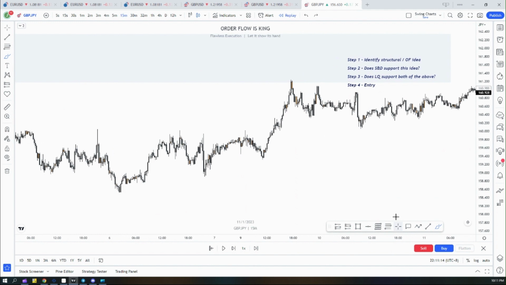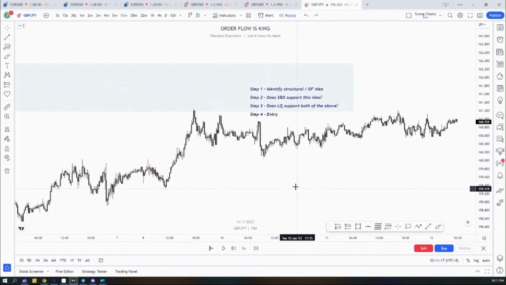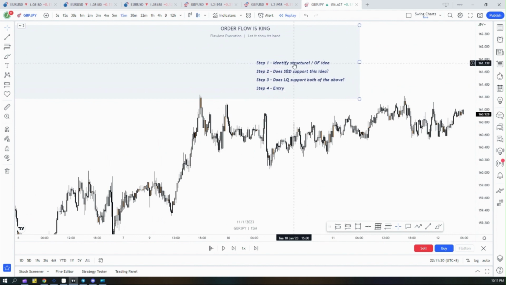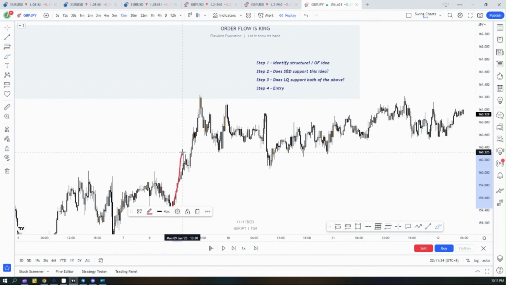Now, if we come back over to this level, identify structural, order flow idea. Okay, so let's draw on our order flow. We've got a nice range there, bullish, and we shift. We give a nice shift in order flow here.